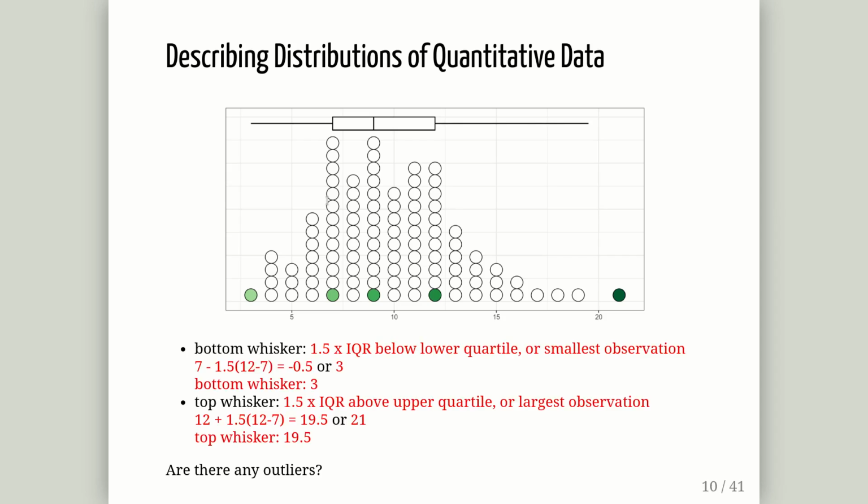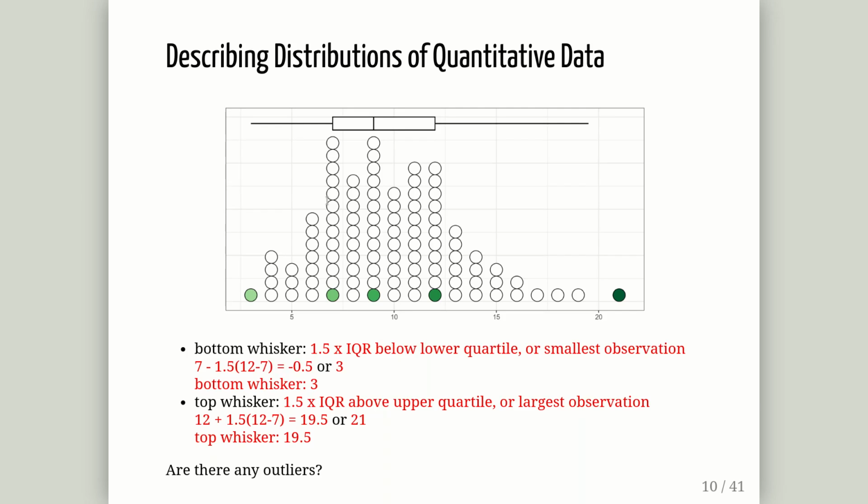Okay? So if we do the computation for the bottom whisker, we would take 7, which is our lower quartile. We'd subtract 7.5. That's 1.5 times the interquartile range, and get negative 1/2. Our data stops at 3, so our bottom whisker stops at 3, because 3 is larger than negative 1/2.